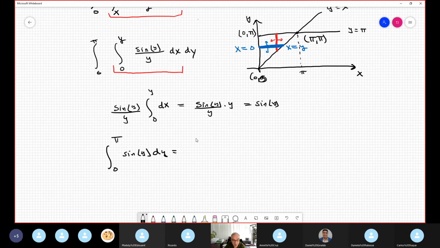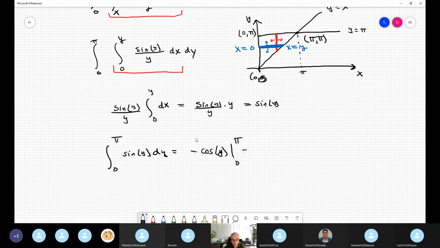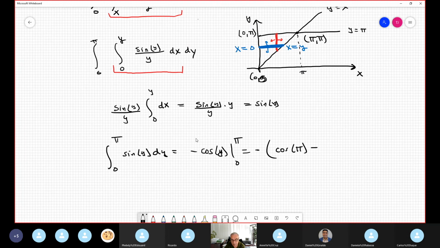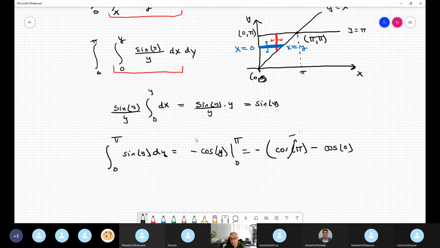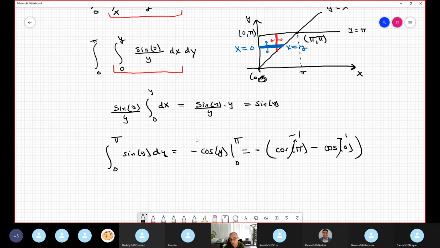The antiderivative of sine is minus cosine. Minus cosine y evaluated between 0 and pi. This is minus, and you evaluate cosine pi minus cosine 0. Cosine pi is -1. Cosine 0 is +1. But unfortunately, we have a minus in front. There's a -1 minus 1, which is -2, and with the negative in front, the answer is +2. End of the story.